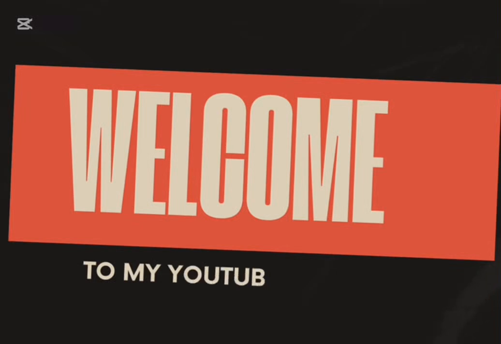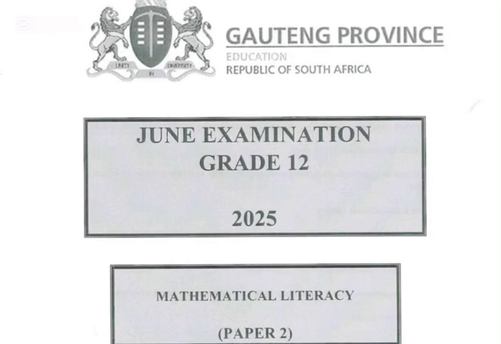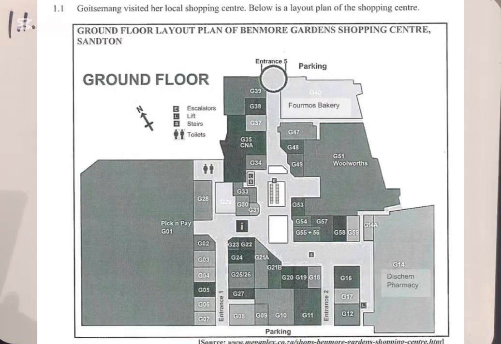In this video, we'll be answering the Paper 2 June examination, Gauteng province. Question 1. Hunstiman visited her local shopping center. Below is a layout plan of the shopping center. Then we can see that in this shopping center, we have a ground floor.